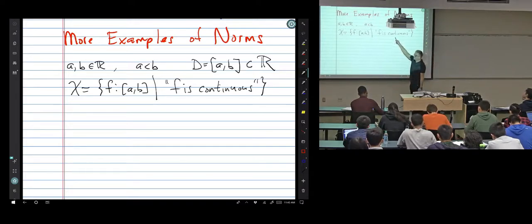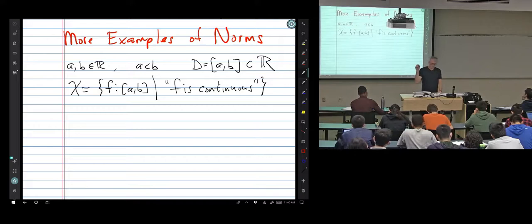Why have I put it in quotes? Because we have not defined what a continuous function is. We'll do that a little bit later, but I'm going to use your intuition that a function is continuous if I can draw it without lifting my pen from the paper. Okay?